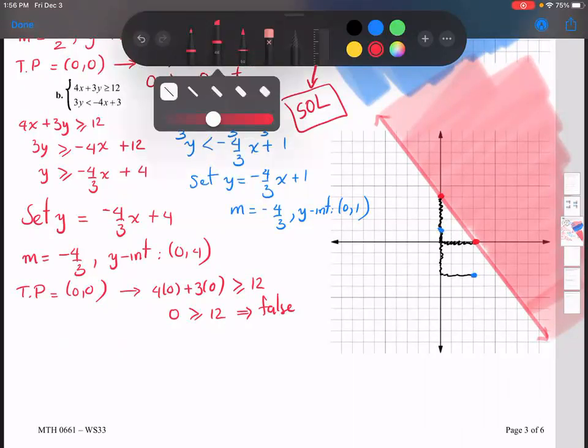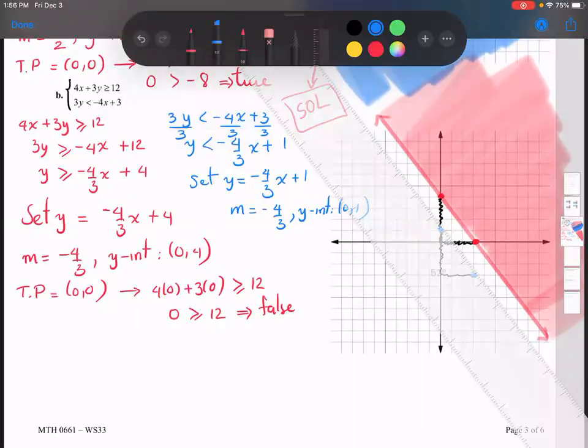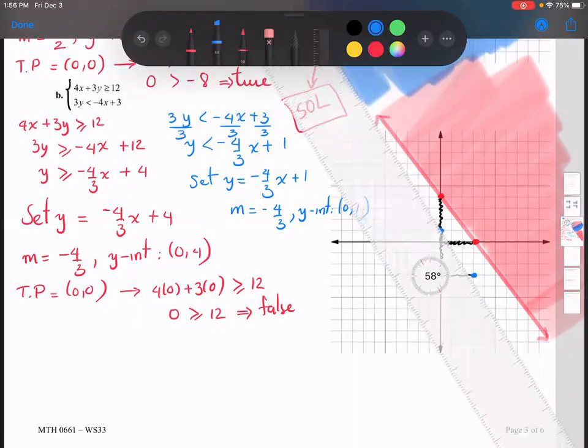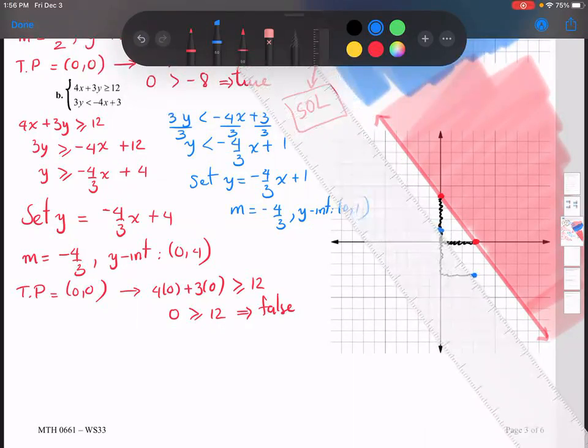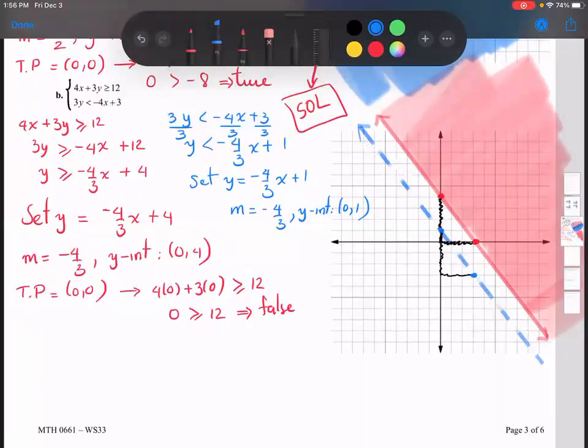Careful, this one. I think there's a solution. Oh, maybe there's no solution. There's no solution. Same slope. I don't think I showed this in class, but there's no solution.